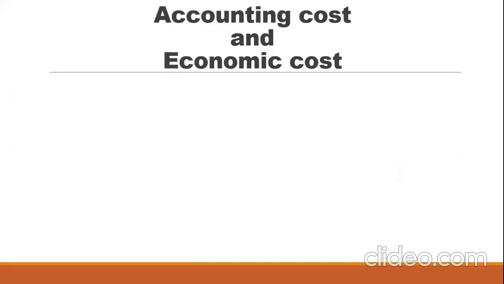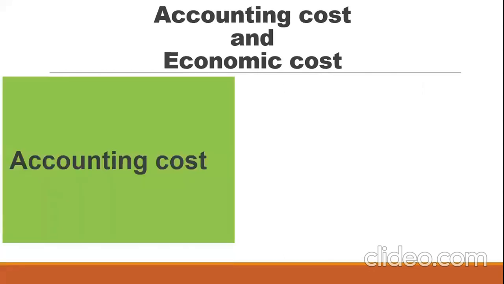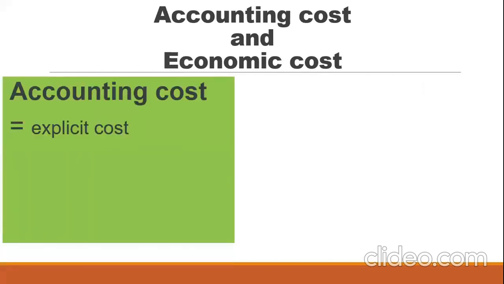Now let's differentiate between accounting cost and economics cost. When we were defining explicit cost, we said explicit costs are also referred to as accounting costs. So you have your answer there. Accounting costs equal explicit cost. If, for example, you are running a tuck shop, you have to pay your workers 1,000.